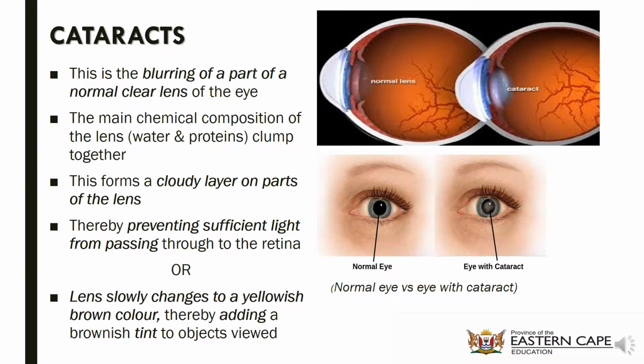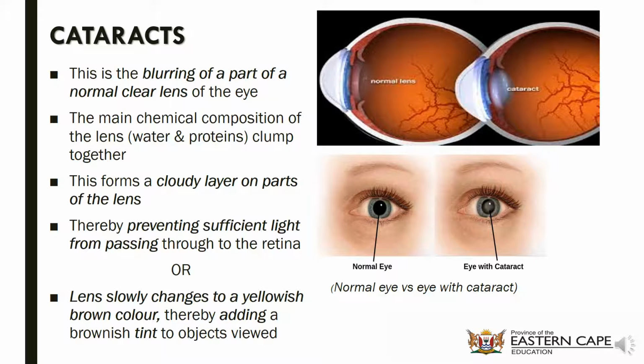Right, the last one, the last eye defect, that is cataracts. Cataracts are normally common in people as you get older. Cataracts are something that you need to watch out for. And when we talk about cataracts, what are we talking about? This is the blurring on the part of the normal part of the lens. Remember, your lens is normally clear to allow light to penetrate through. However, what happens with cataracts is that the lens becomes cloudy. It forms a cloudy layer.